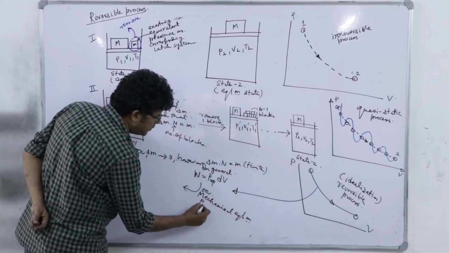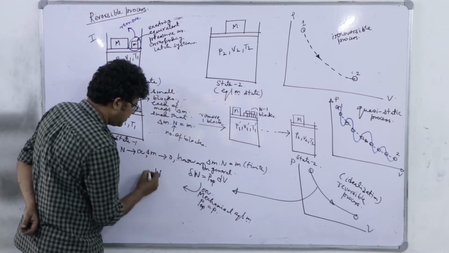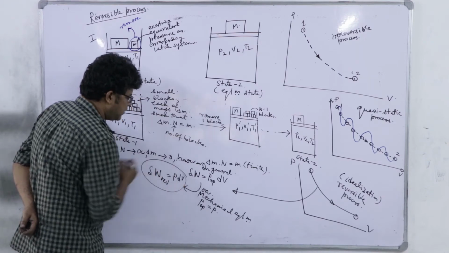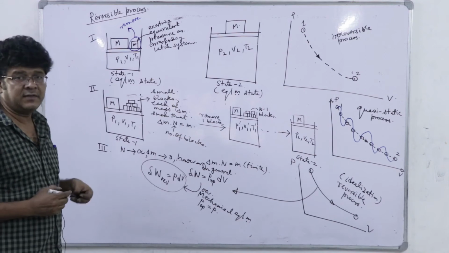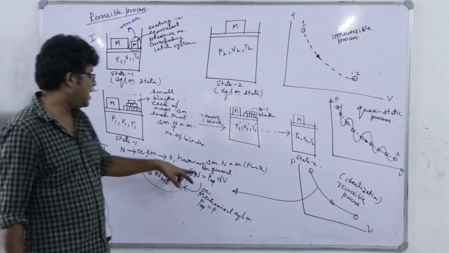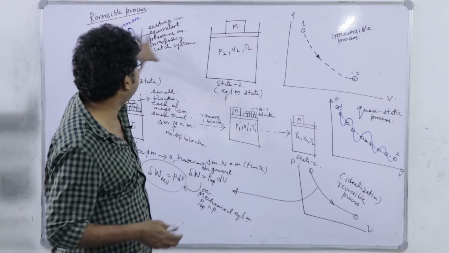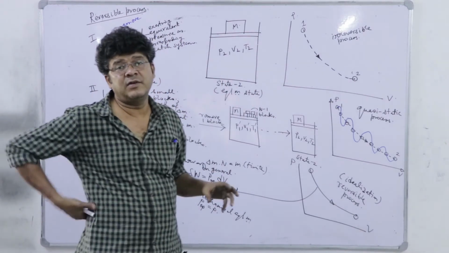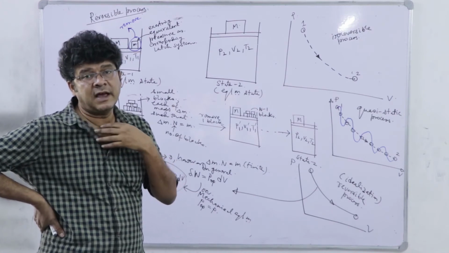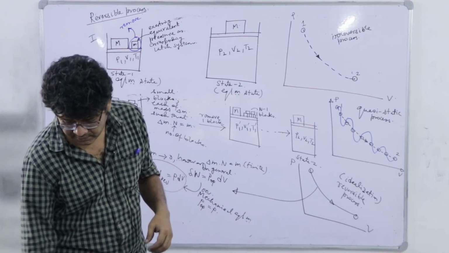And obviously P opposing everywhere will be equal to P, and we can write del W reversible is equal to P dV. So the equation del W equal to P dV is only valid for reversible processes, not for irreversible processes. For an irreversible process, P opposing goes on changing. Here it is constant, so we can calculate. But in general, for any industrial system, this P opposing goes on changing, so it's impossible to calculate the irreversible work universally.